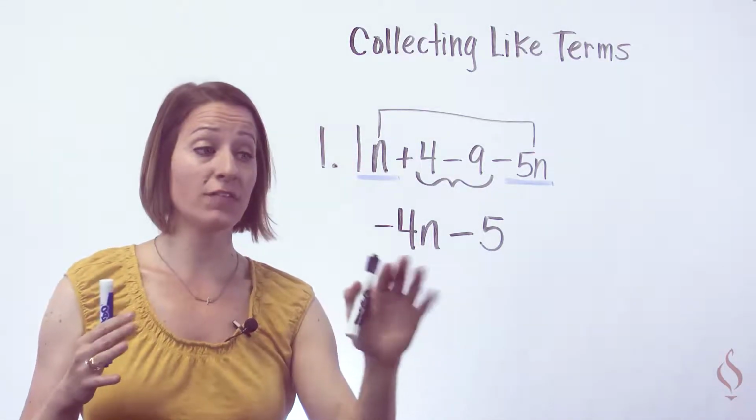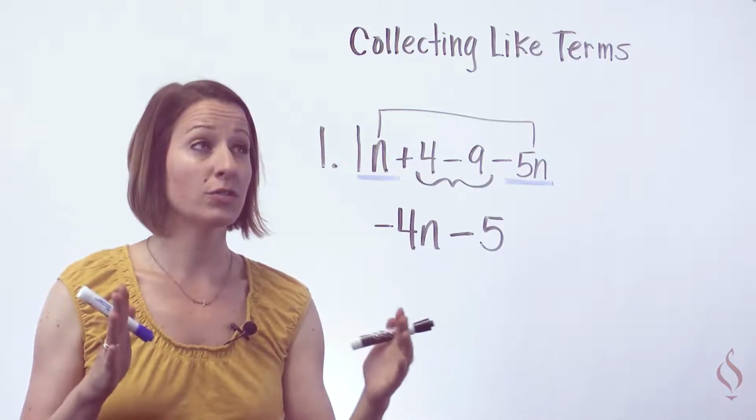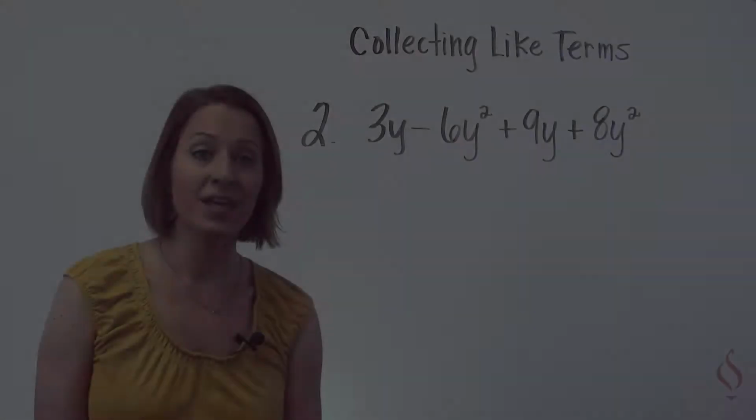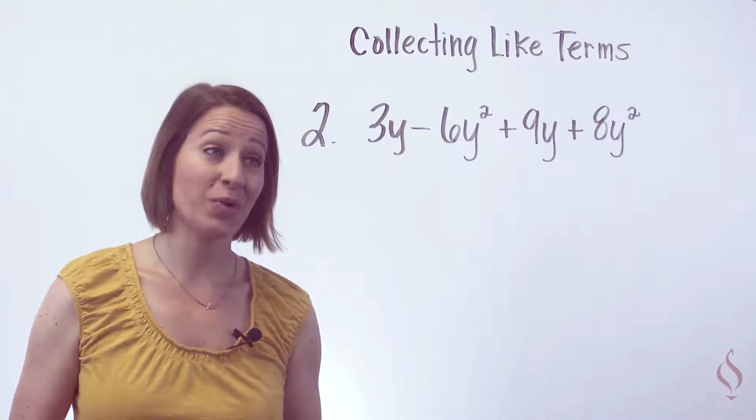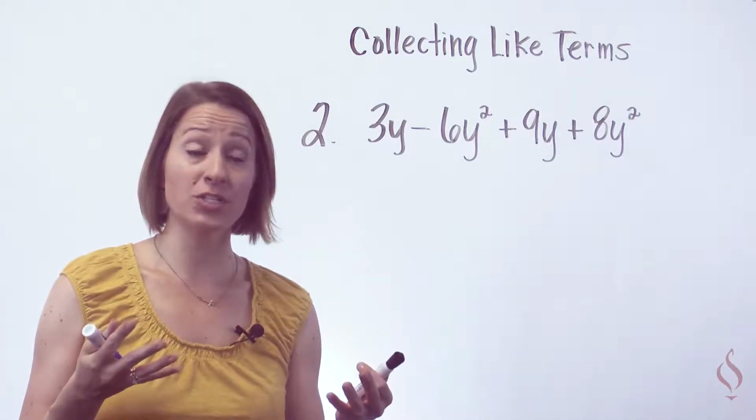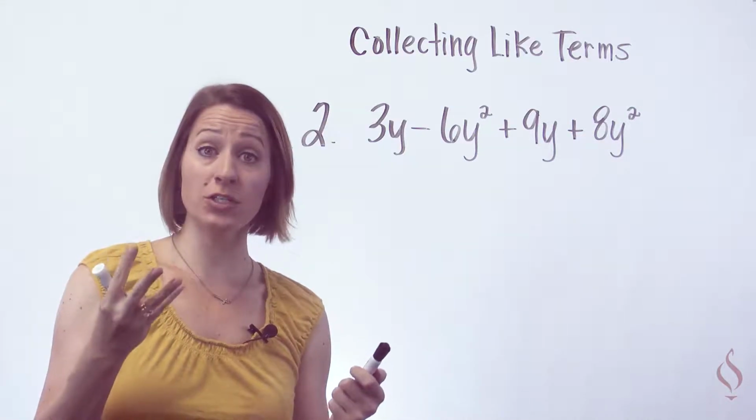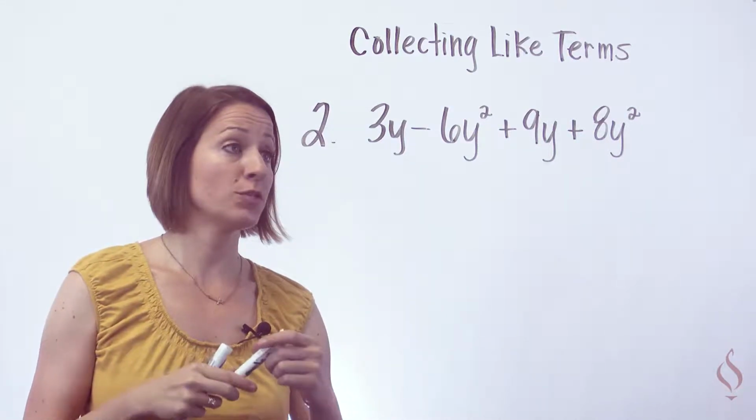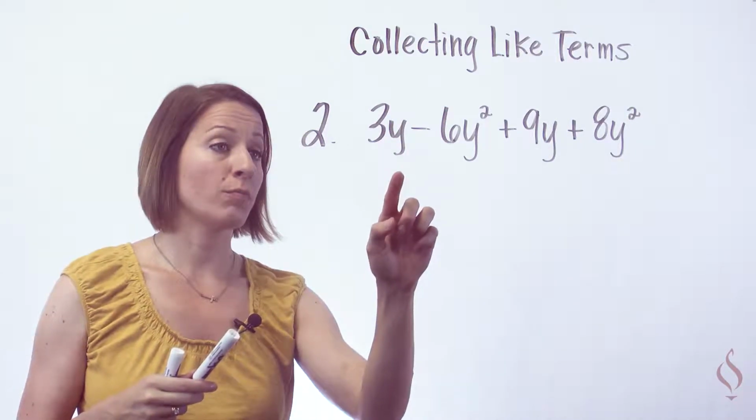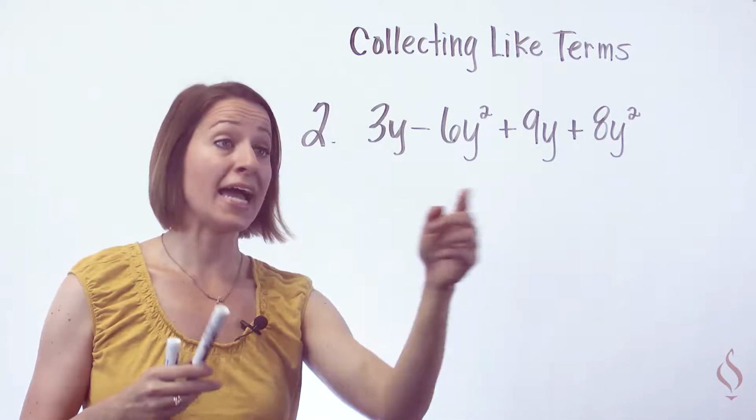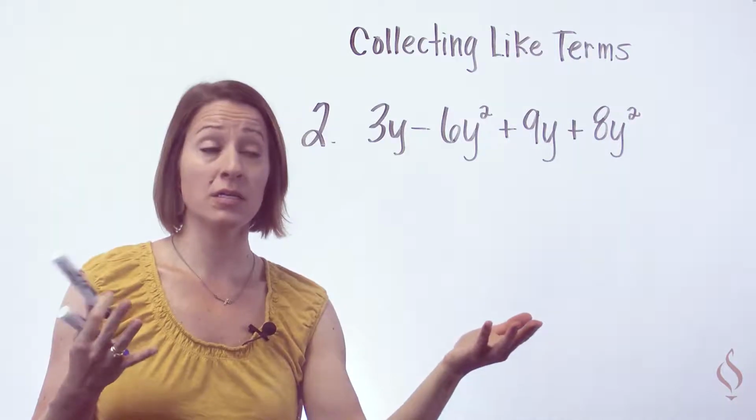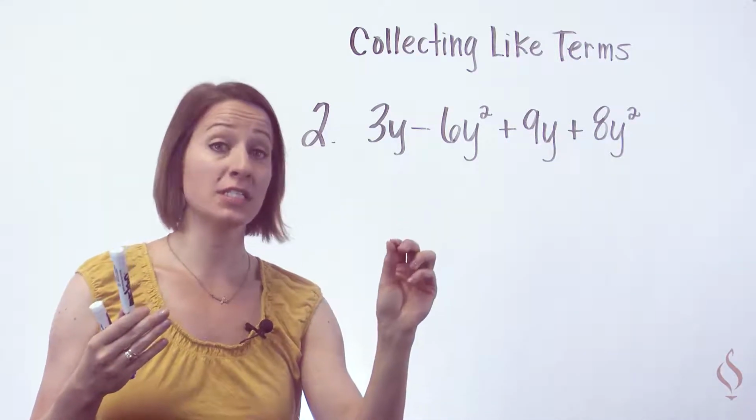We're not quite solving yet because this is not an equal sign, we're just collecting like terms. Okay, let's take a look at this second problem. This is another expression that contains 4 different terms. 2 of the terms are similar because they have just a y. Actually, all of them have y's, but the difference is in the exponent.